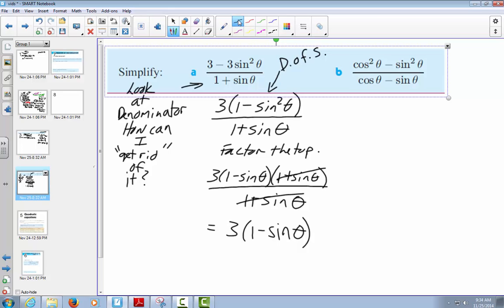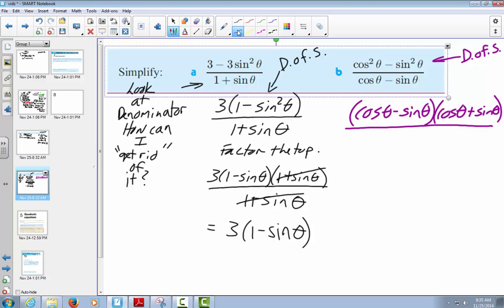Kind of crazy. So we'll try one more. Again, we have the top is the difference of squares. So we have cos theta minus sine theta multiplied by cos theta plus sine theta, all divided by cos theta minus sine theta. Well, that cancels with that. Final answer, cos theta plus sine theta.